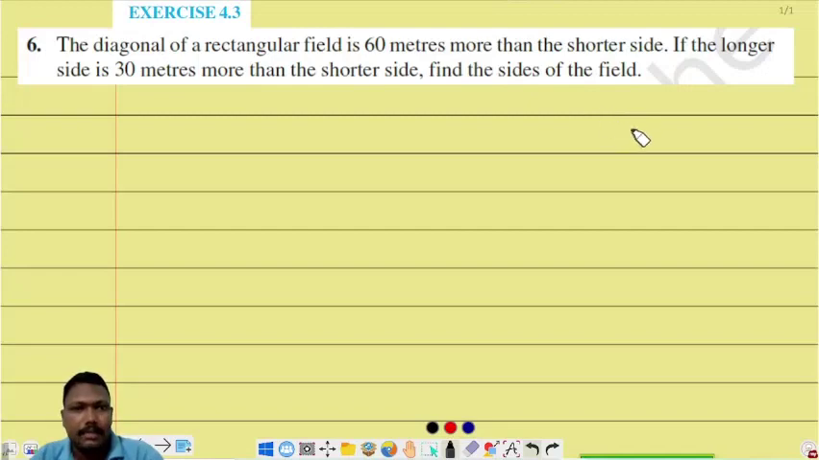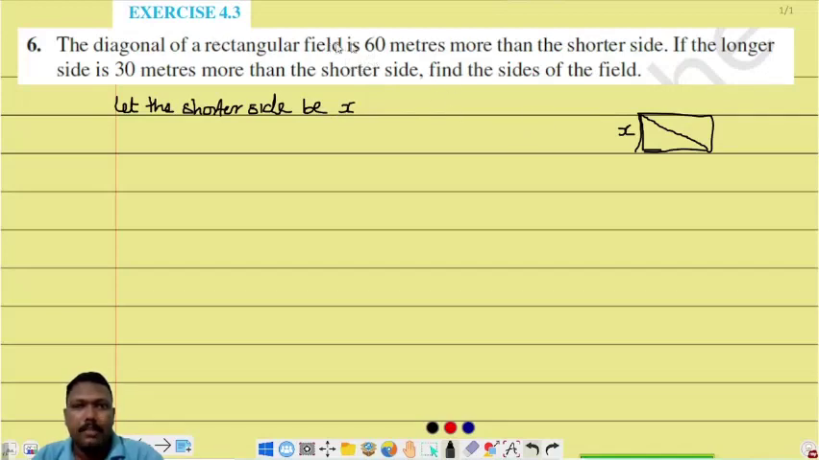See, the diagonal of a rectangular field. So there is a rectangular field like this. For this rectangular field, the diagonal is 60 meters more than the shorter side. So the shorter side we can take as x. Let the shorter side be x.